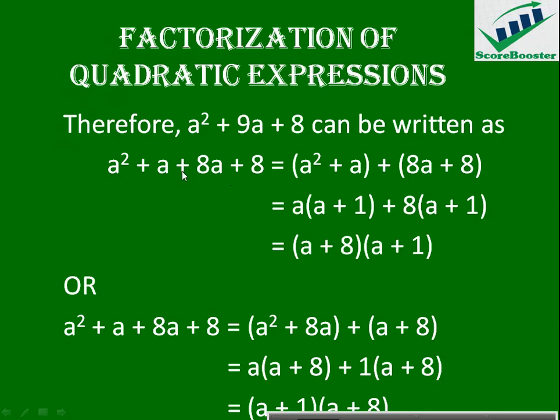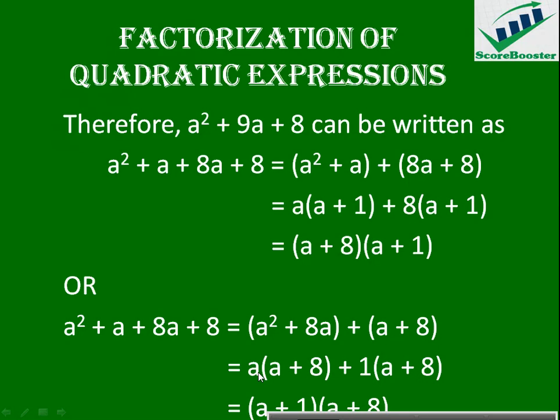You can choose the first and the third, and then the second and the fourth. If you choose that, you find the HCF of a squared and 8a, which is a. You factorize out a from here, you'll be left with a. You factorize out a from here, you'll be left with 8. And then you can see that this does not have a common factor, so this is like plus 1 multiplied by the whole of this. So 1 is the common factor: 1 multiplied by a, 1 multiplied by plus 8.